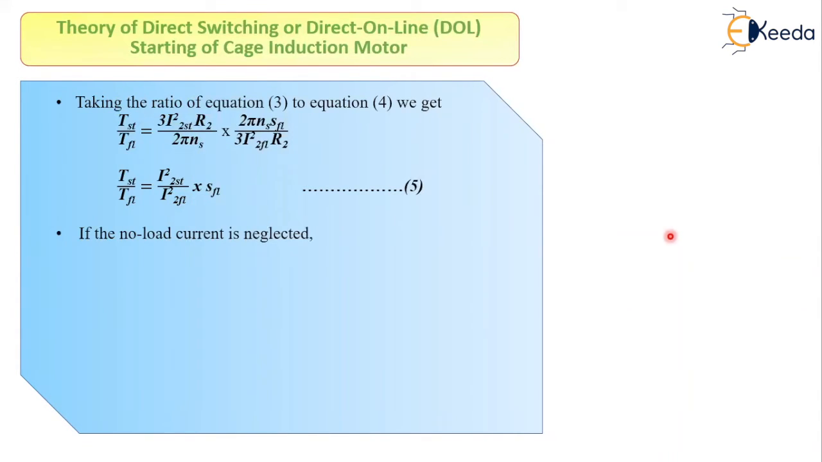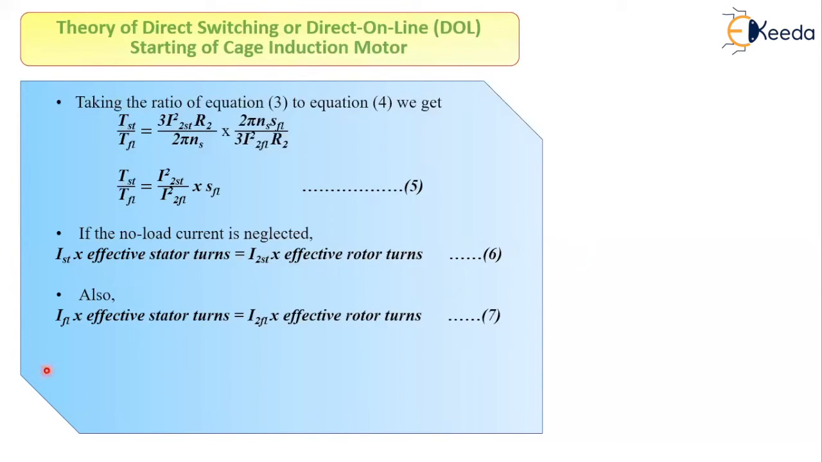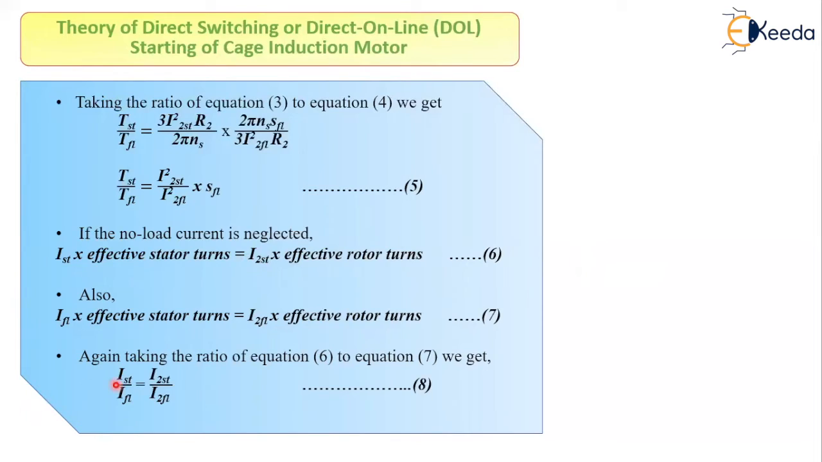Now if we consider that the no load current is neglected, then we can say that starting current multiplied by effective stator turns is equal to I2ST multiplied by effective rotor turns. Let it be equation number 6. Similarly, I2FL, that is a full load current multiplied by effective stator turns, is equal to I2FL multiplied by effective rotor turns. Let it be equation number 7. Now let us take the ratio of equation 6 to equation 7. Then we will get IST divided by IFL is equal to I2ST divided by I2FL. Let it be equation number 8.